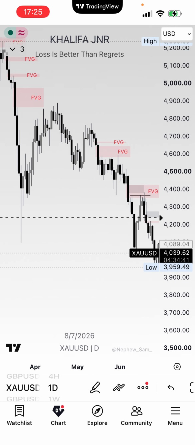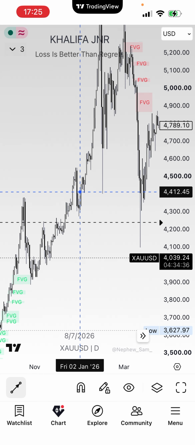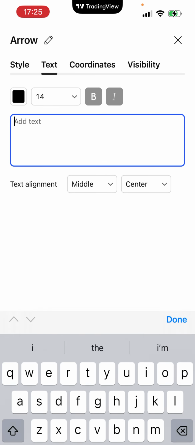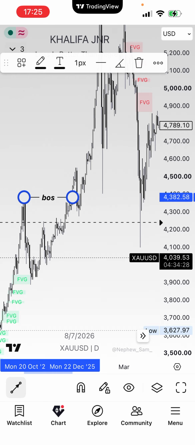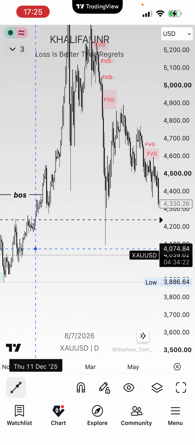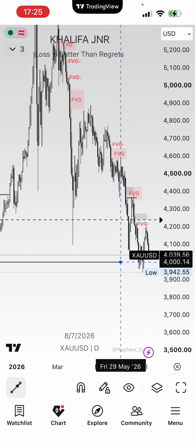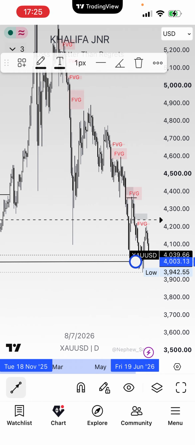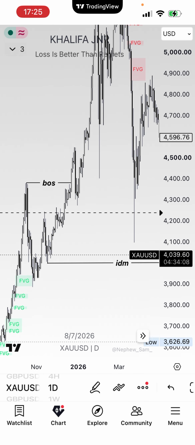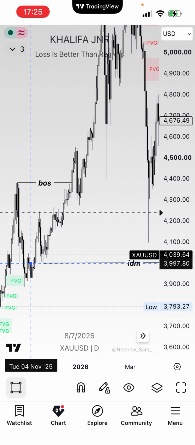On the daily time frame, you can see this break of structure right here. Label it BOS. You can see this inducement, label it IDM. And you can see the order block right here, in the daily time frame.